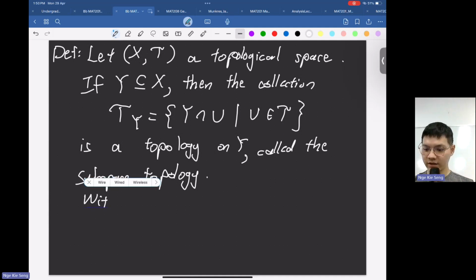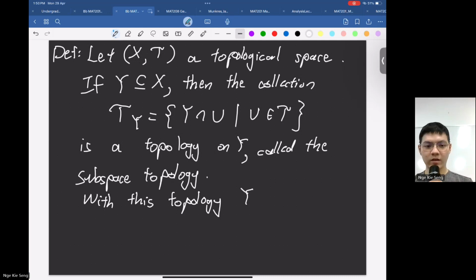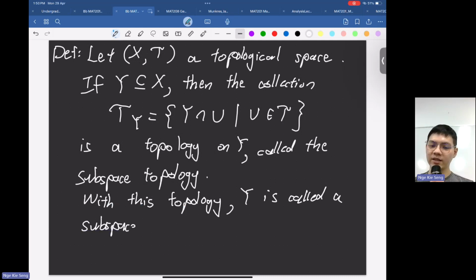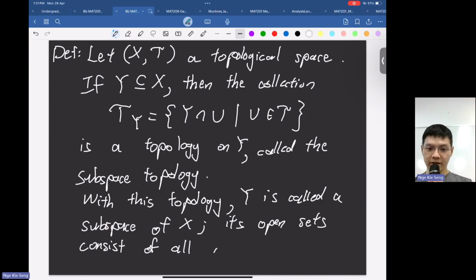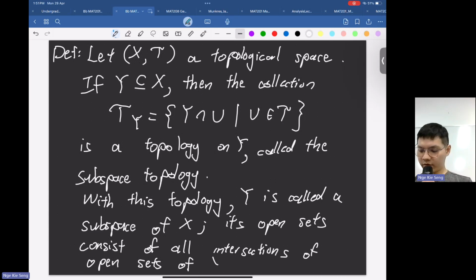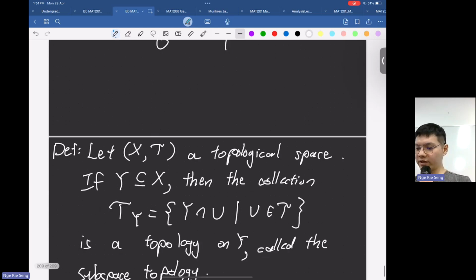So in other words, with this topology, Y is called a subspace. This is a bit different from a vector subspace. This is just a normal topological subspace of X. What is the open set here? Your open sets consist of all intersections of open sets of X with Y.